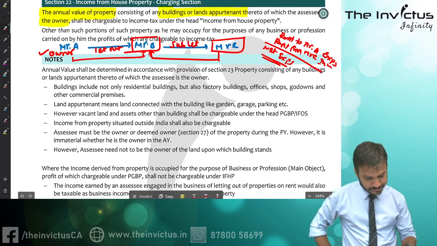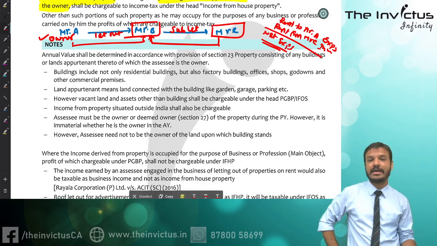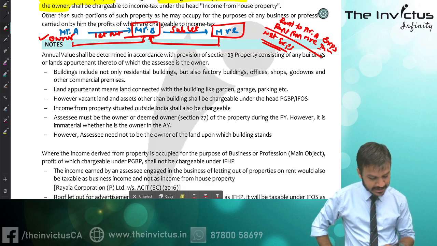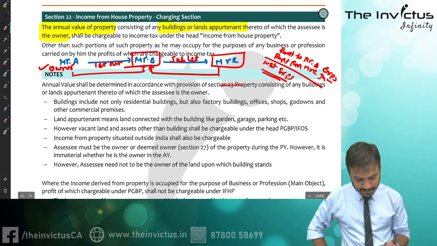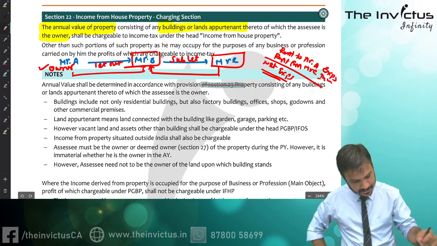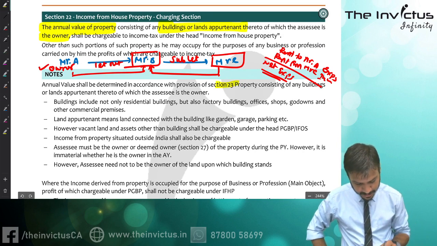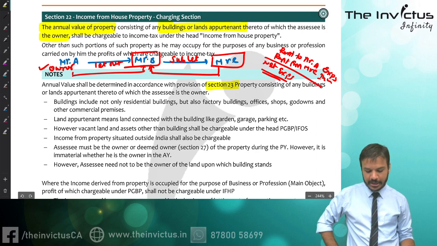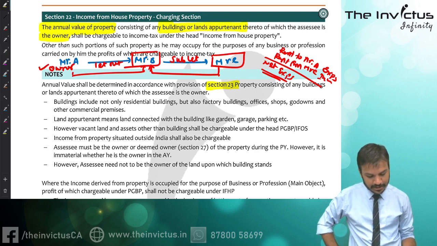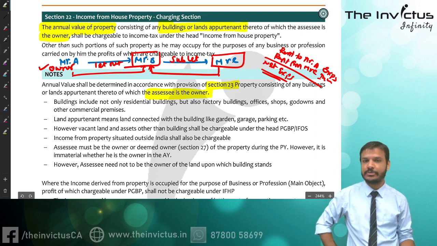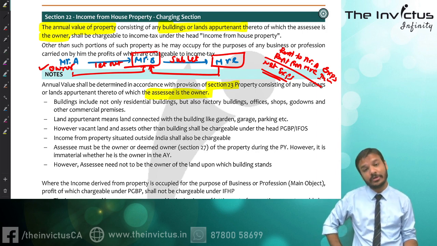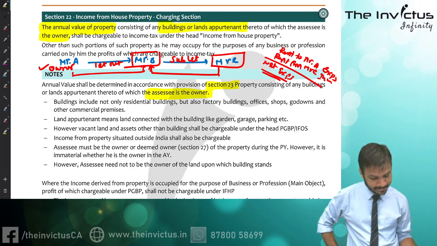Now, analysis of the charging section. What it says: annual value shall be determined in accordance with the provision of section 23, as I said earlier. Section 23. Property consisting of any building or land appurtenant thereto, of which the assessee is the owner. So the first condition, assessee must be the owner, or I can say deemed owner. Okay.